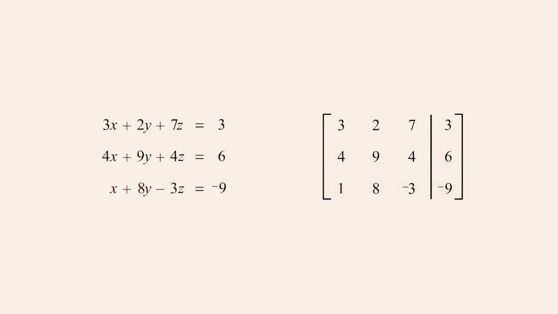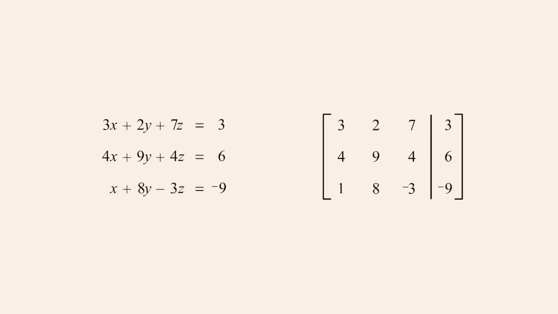The columns to the left of the vertical line contain the variable coefficients for each equation. Any variable without a coefficient is considered to have an implied coefficient of 1. And any variable in the system which is missing from an equation has an implied coefficient of 0.